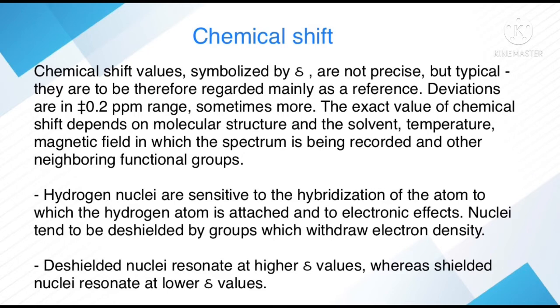Hydrogen nuclei are sensitive to the hybridization of the atom to which the hydrogen atom is attached and to electronic effects. Nuclei tend to be deshielded by groups which withdraw electron density. Deshielded nuclei resonate at a higher delta value, whereas shielded nuclei resonate at a lower delta value.